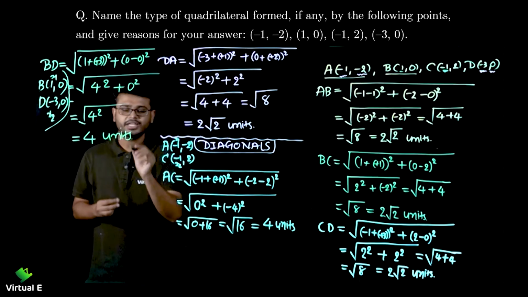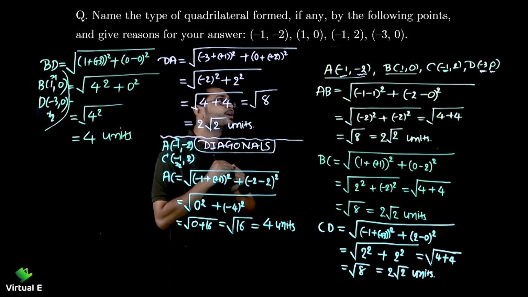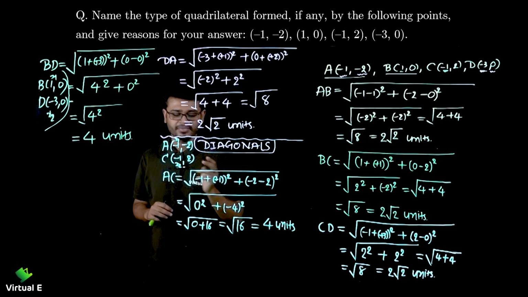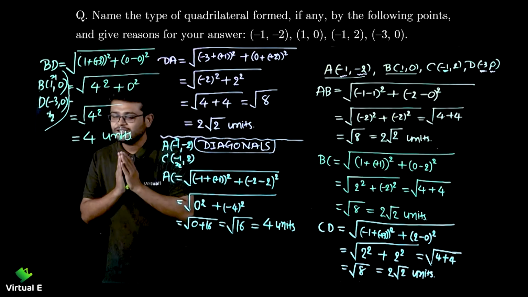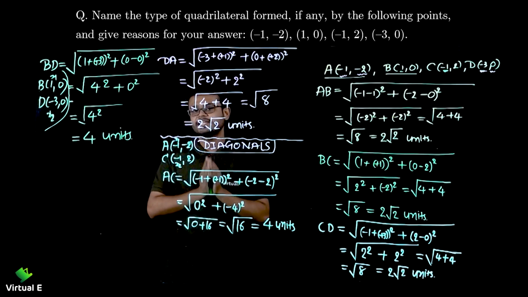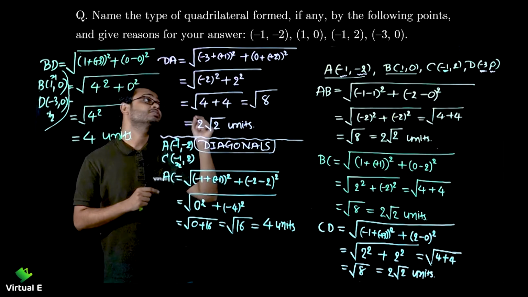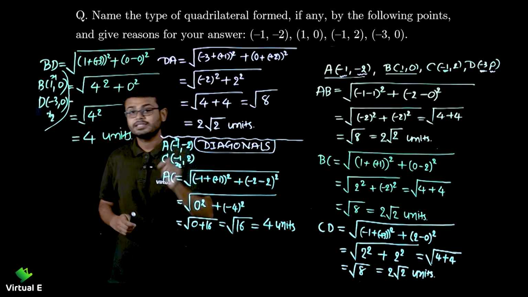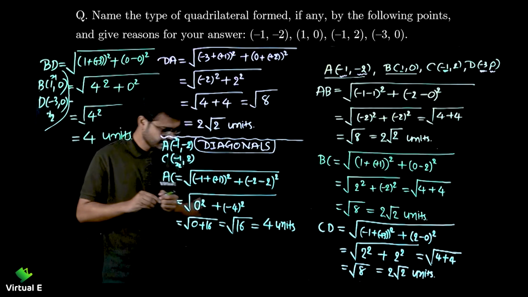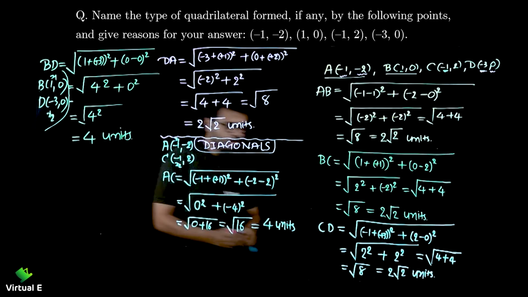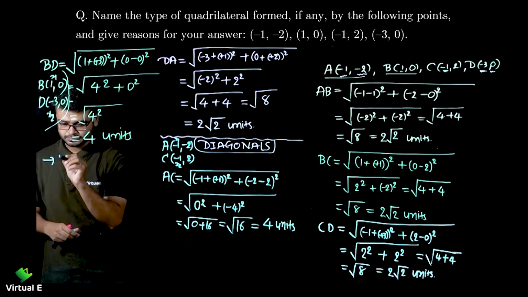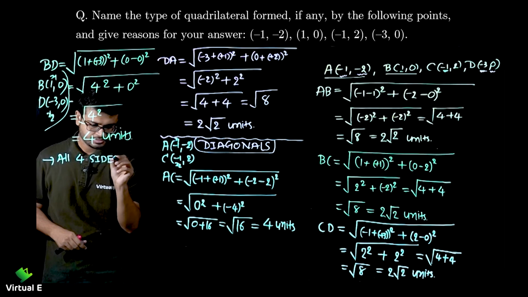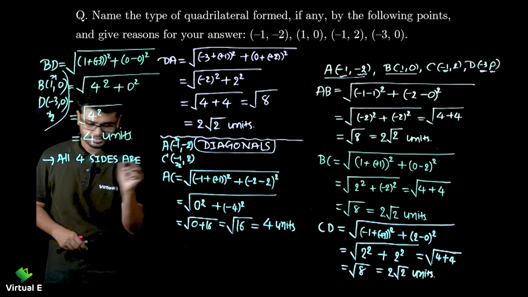So can you tell me what this quadrilateral is? What is the name of this quadrilateral? All 4 sides are equal. 2 diagonals are also equal, 4 units and 4 units. It is square. Why? It is written, give your reasons for your answer. We need to write the reason. First of all, I will be writing that all 4 sides are equal.